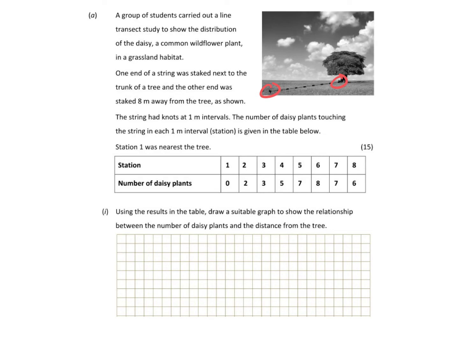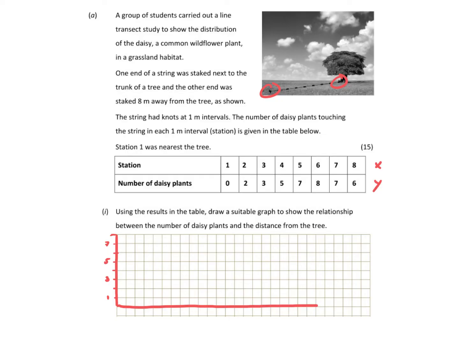Using the results in the table, draw a suitable graph to show the relationship between the number of daisy plants and the distance from the tree. So a bar chart is probably the most suitable for this. So we'll start that off. I'll make that slightly smaller just so we can fit it in. Now you're obviously going to use a ruler for this. Along the x-axis is going to be the stations, the y-axis is going to be the frequency. So we need to go up as far as 8 on the y-axis. I'm only going to do every second number just to make it a little bit neater. And along the bottom is going to be the number of daisy plants.